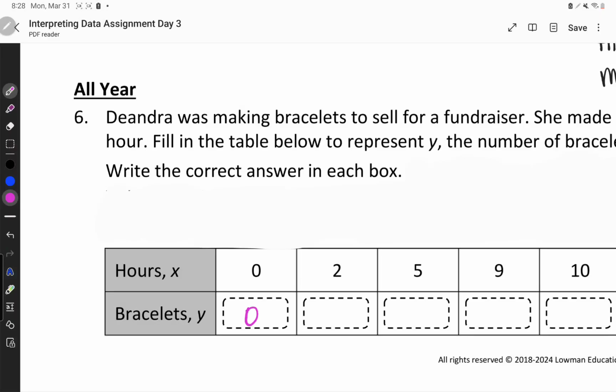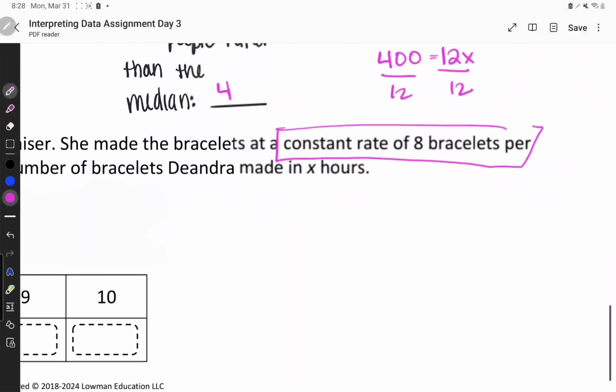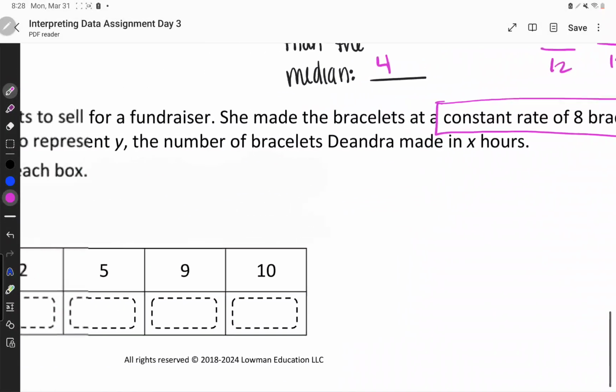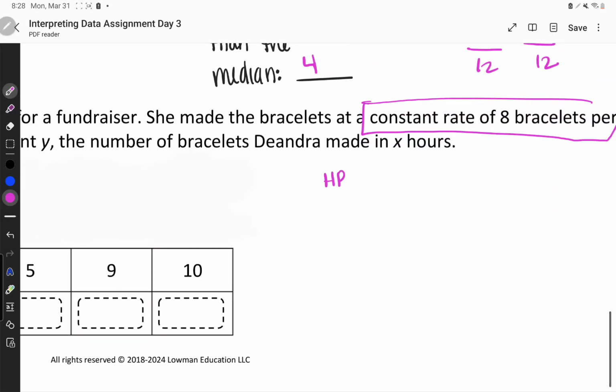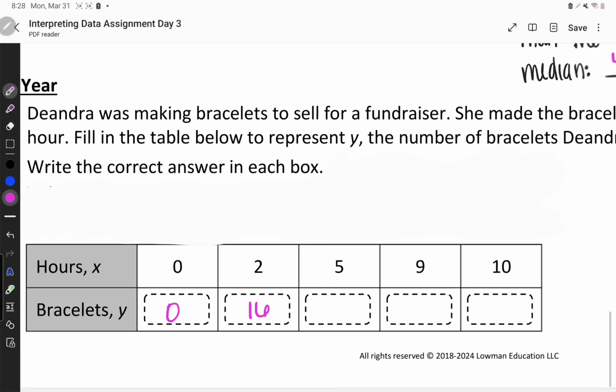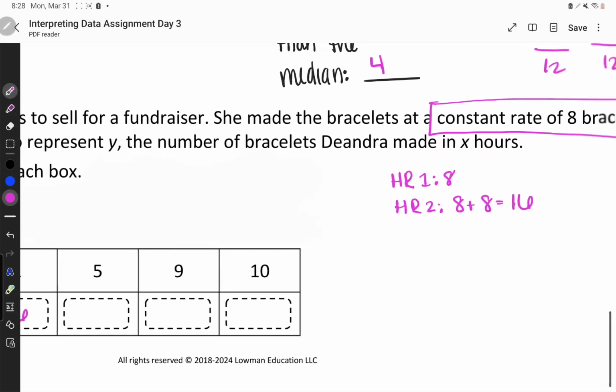0. Well, on hour 1, we know that she makes 8 bracelets every hour. So on hour 1, she would have made 8 bracelets. So hour 2, she would have made how many bracelets? You would find that she made 8 bracelets the first hour and 8 bracelets the second hour, which gives me 16 total bracelets. The next thing it says is hour 5. Well, I'm going to show you hour 3 first. So I would say that she made 8 bracelets the first hour, 8 bracelets the second hour, and 8 bracelets the third hour, which gives me 24.